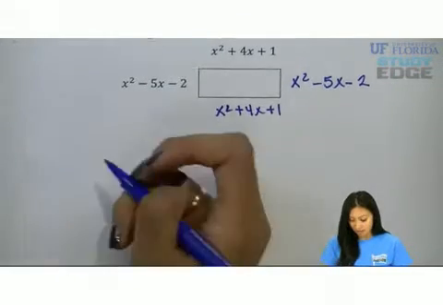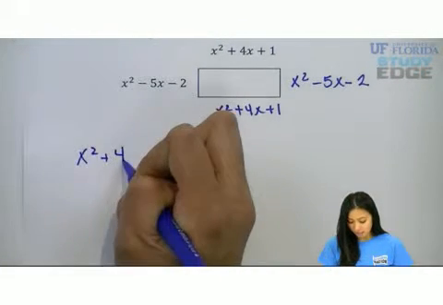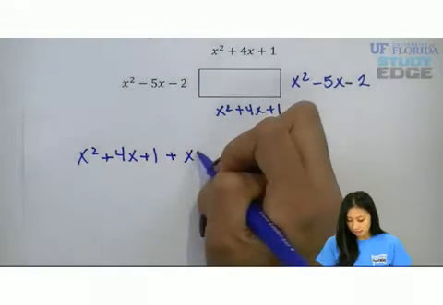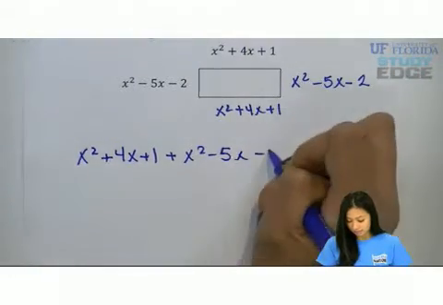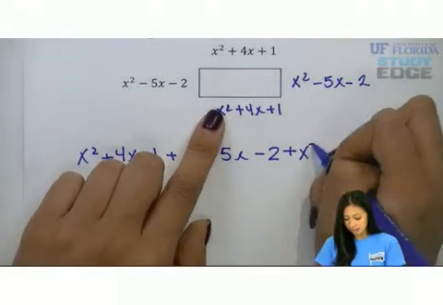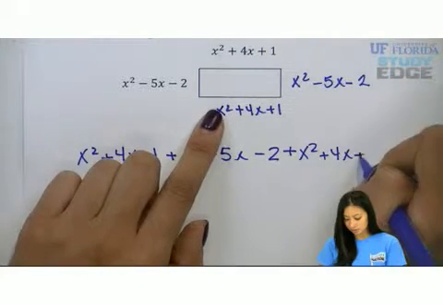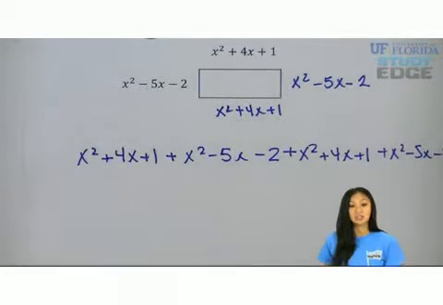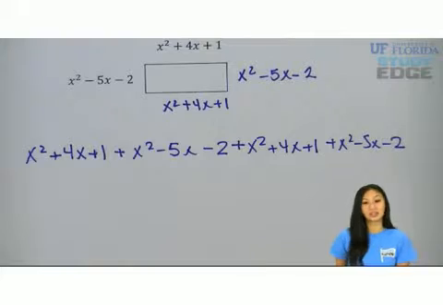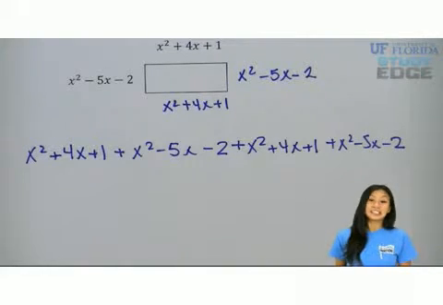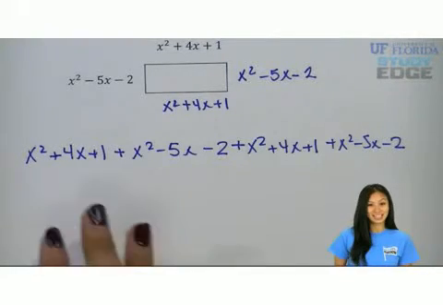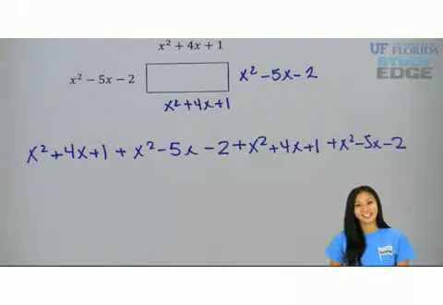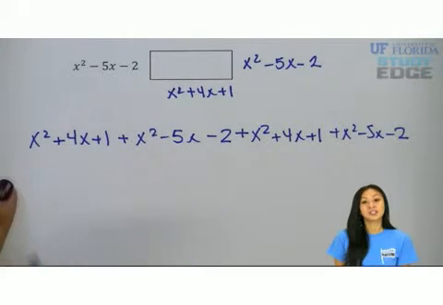So let's do it. I have x squared plus 4x plus 1 plus x squared minus 5x minus 2 plus x squared plus 4x plus 1 plus x squared minus 5x minus 2. Let me write that over here. That looks really intimidating, right? It looks kind of scary. I had to take a whole sheet of paper to write that out, but don't worry, it's not as bad as it looks. First thing I'm going to do is look for like terms.